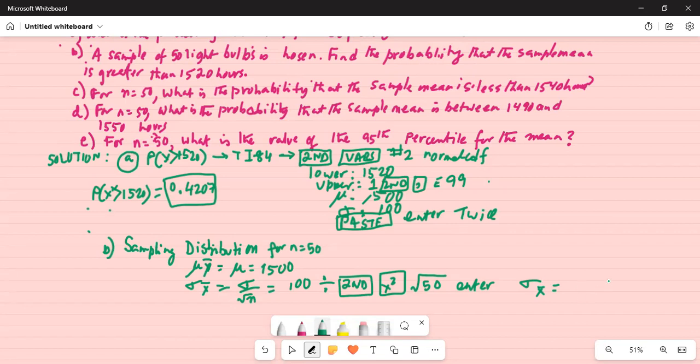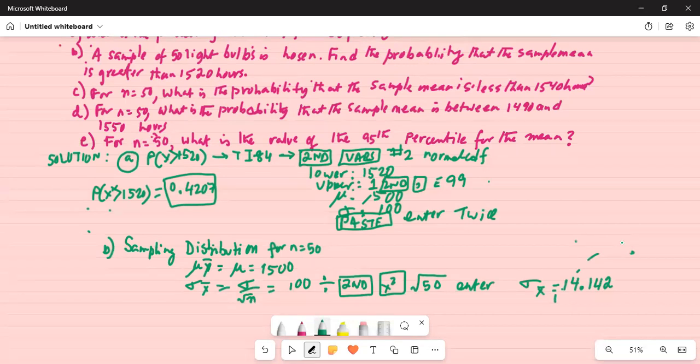And it is 14.142. Okay, that's your sigma x bar.